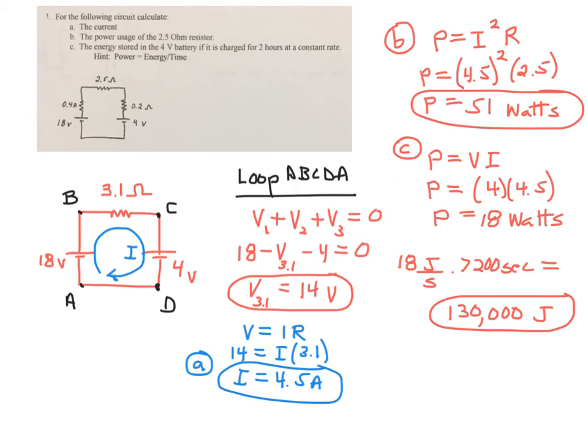The power input or output by a battery, in this case, it's energy put in, power put in. The other battery is putting out energy or power. But for a battery, do P equals VI. The voltage of that battery is 4. Its current's 4.5, so it's 18 watts, which is 18 joules per second times 7,200 seconds in 2 hours. I've converted or found out how many seconds in 2 hours, 120 minutes times 60 seconds per minute. And I multiply that to it, I get 130,000 joules of energy, 130 kilojoules of energy stored in that battery.